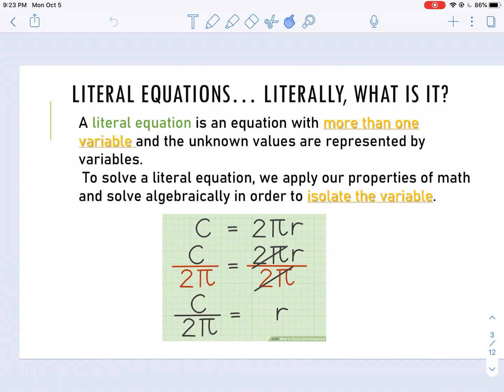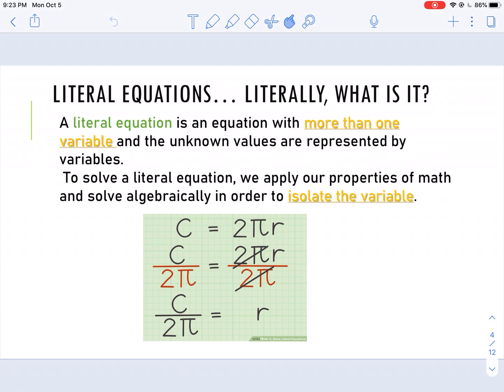All right, so let's get started. So literal equations, literally, what is it? A literal equation is an equation with more than one variable. So in other words, think about those formulas that you might have talked about in geometry class last year or years before. All right, and when we're talking about literal equations, the unknown values are represented by variables.